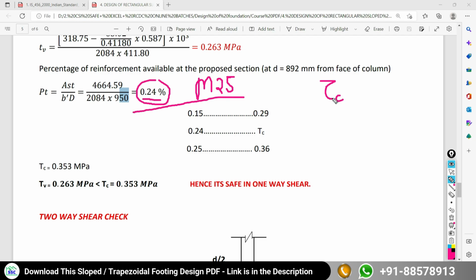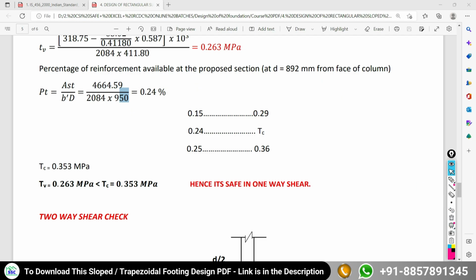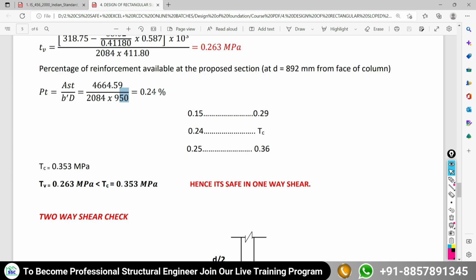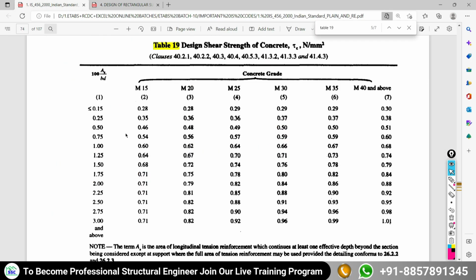We need to find out how much critical shear capacity is there. For that we need to refer to IS 456-2000 table number 19. That will tell you the critical capacity of your section. But here in our calculation the percentage of reinforcement is 0.24. When you look in table number 19, there is no option giving the 0.24 value. So your value is coming in between 0.15 and 0.25. So we need to do the interpolation between these two values. For 0.15% for the M25 grade, the value of critical shear is 0.29. For 0.25%, the value is 0.36.